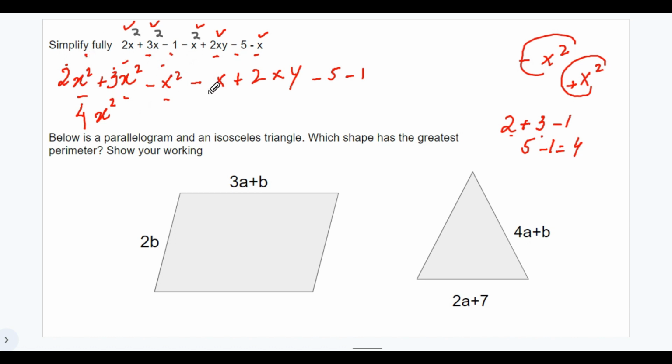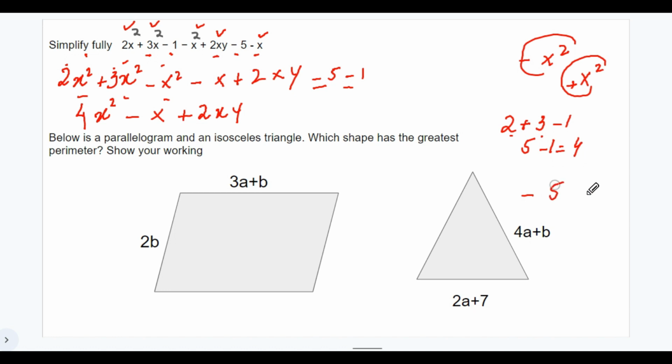Now what's left? Minus x has no same term, so leave it as it is. Then I have plus 2xy. It has no other term like xy, so leave 2xy as it is. Now come here, this is minus 5 minus 1.